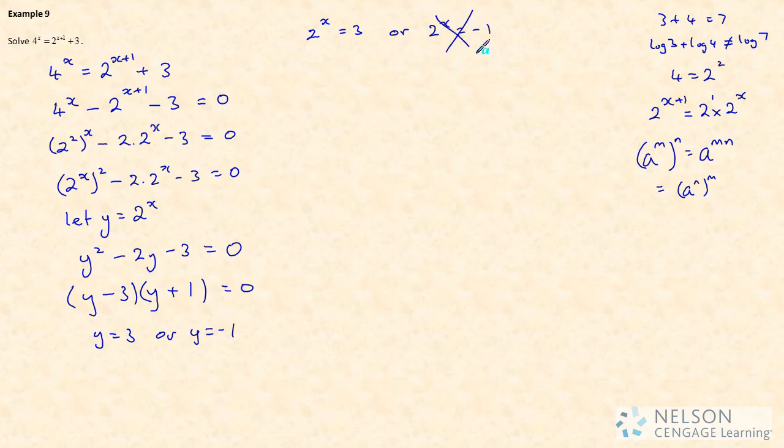And remember, this one is not valid. If we think about the graph of 2 to the x, it never goes below the axis, so it can't be negative.